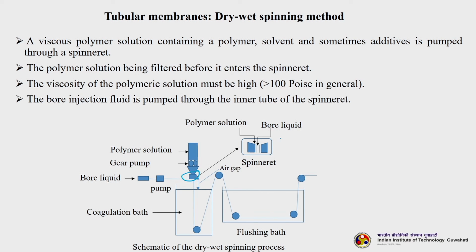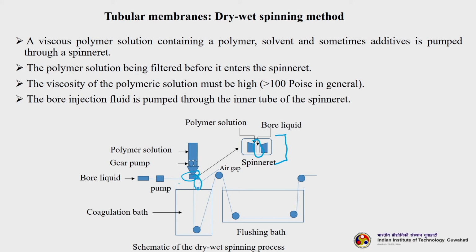You can see this is the enlarged version of this, and the polymer solution is being filtered before it enters the spinneret. The viscosity of the polymeric solution must be high, usually it should be greater than 100 poise in general. Okay. The bore injection fluid is pumped through the inner tube of the spinneret. So, this is the bore through which bore fluid is injected and the polymer solution is passed outside the bore. Okay. There is an air gap.